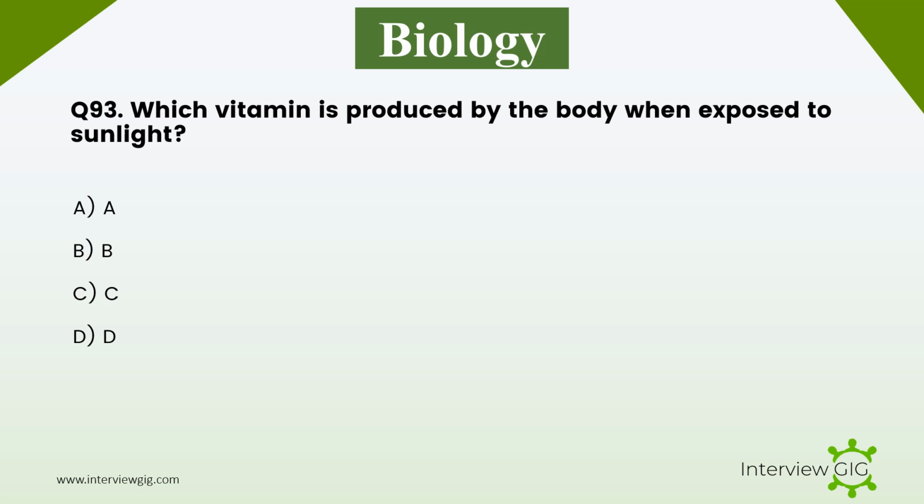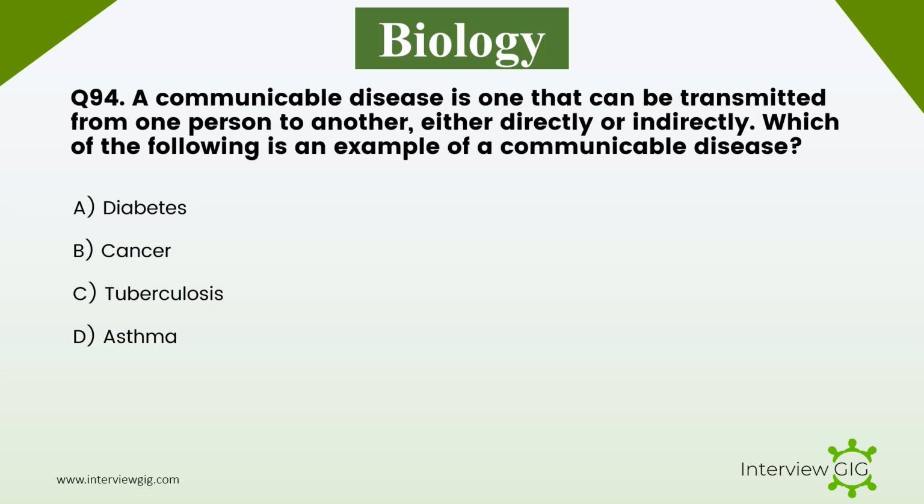is exposed to sunlight. Which vitamin is produced by the body when exposed to sunlight? A. B. B. C. C. D. D. Answer D. Vitamin D. Next question. A communicable disease is one that can be transmitted from one person to another, either directly or indirectly.